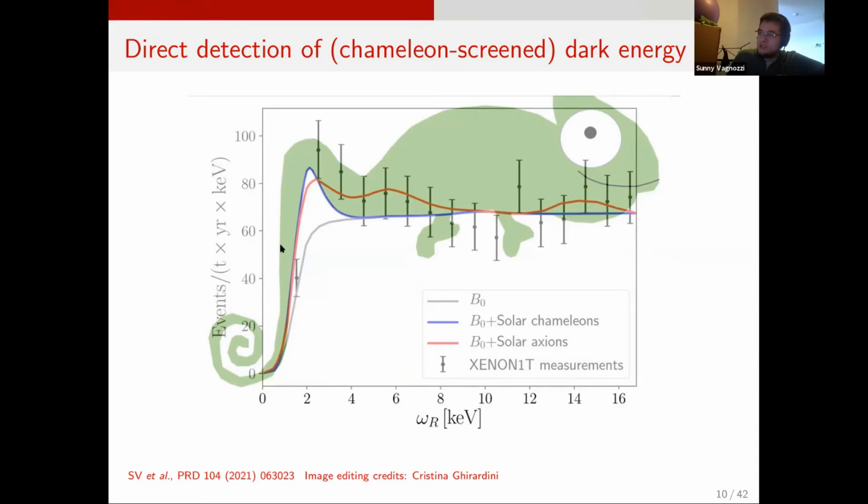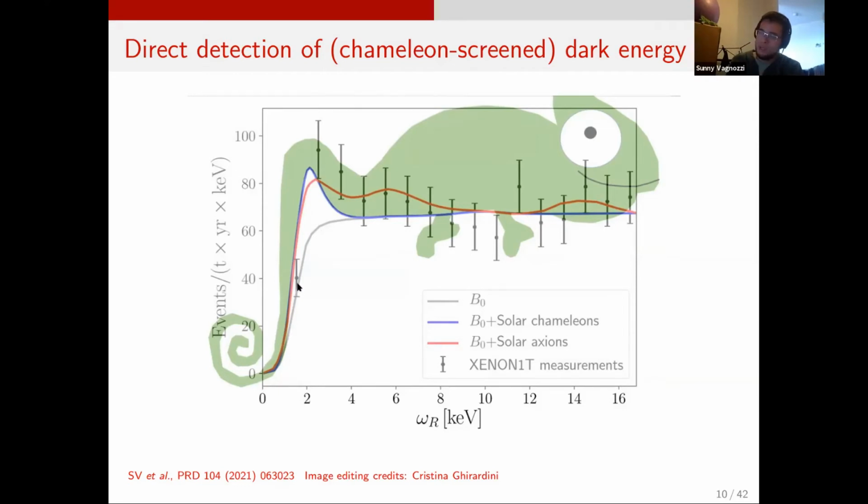So the takeaway message is we can search for screened dark energy in these big underground experiments devoted to searching for dark matter instead. So we can really kill 2 birds with 1 stone. We can search for both dark matter and dark energy in there. And you see, they have also different features in the resulting event rate. So you can actually hope to distinguish these different scenarios.